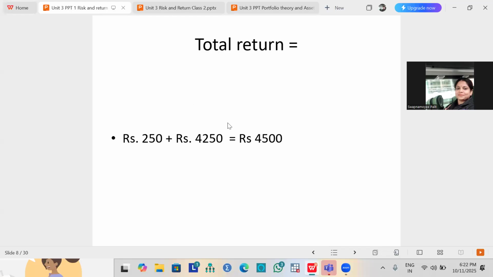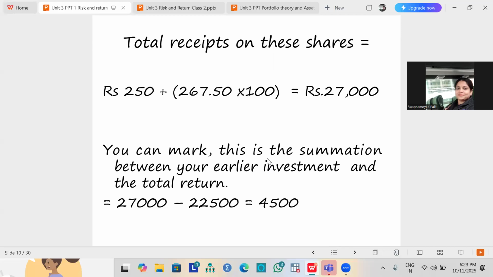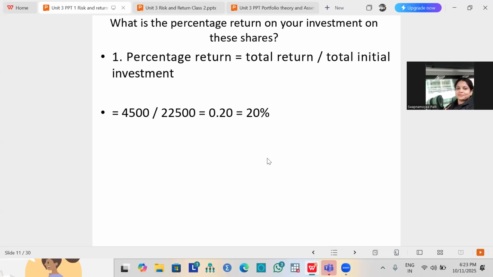This is the same as the calculation you made earlier. So you can see both these tallies, because that is the rent. Now, what is the percentage return on your investment? So how much did you get?